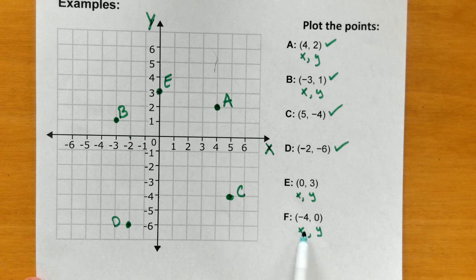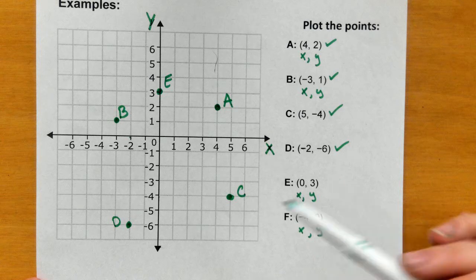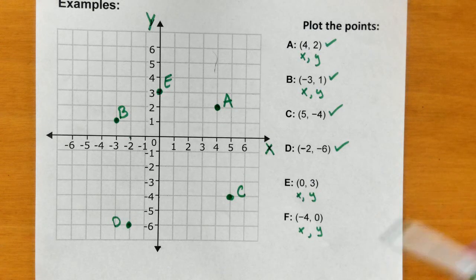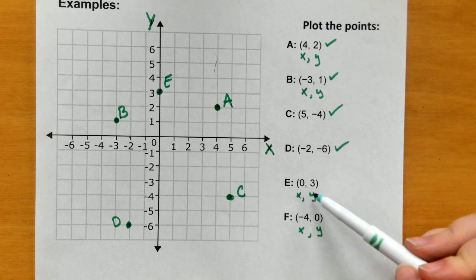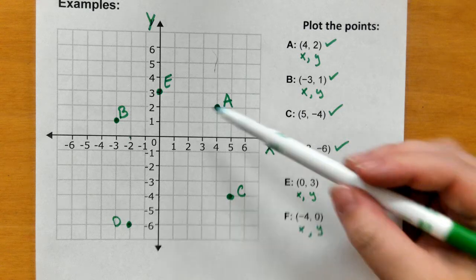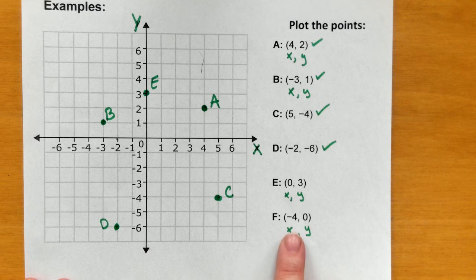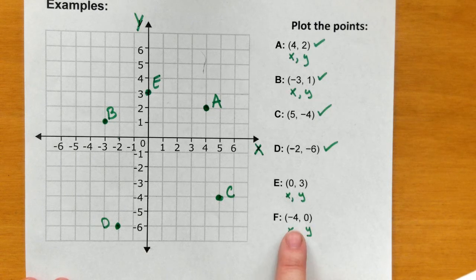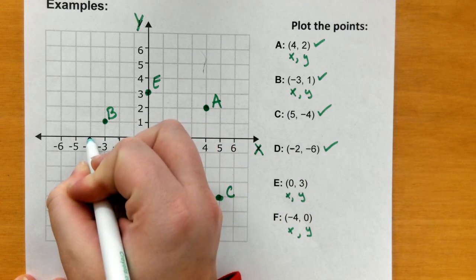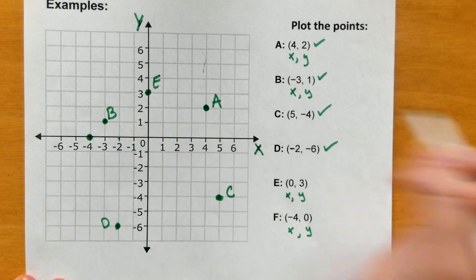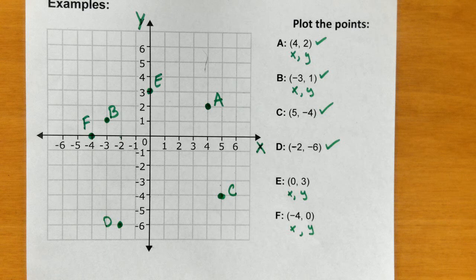Because it's -4, 0. So whichever either x or y has the number, that tells you what axis it's going to be on. Like for this one, since it was 0, 3, and the 3 was the y value, this point is on the y-axis. For this one, it's -4, 0, where there's only a number for -4. That means when we go on the x-axis to -4, we're not going to go up at all. We're going to stay right on the x-axis. And so that's how we would plot that point.